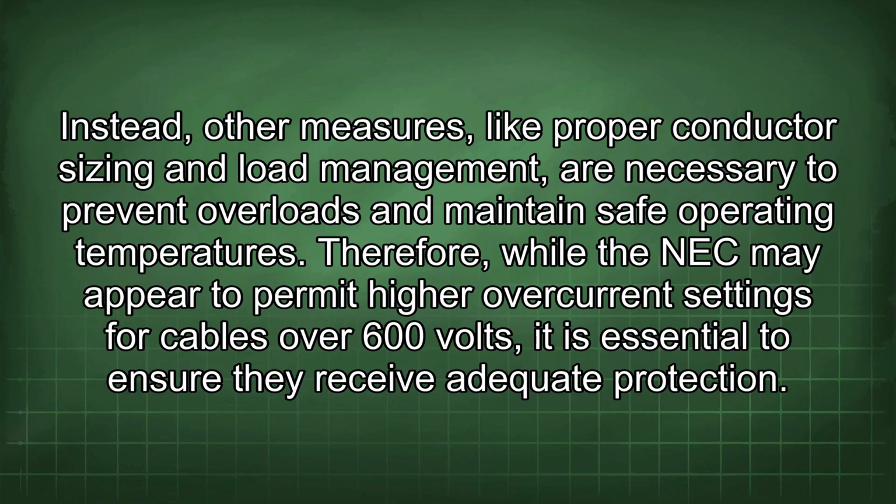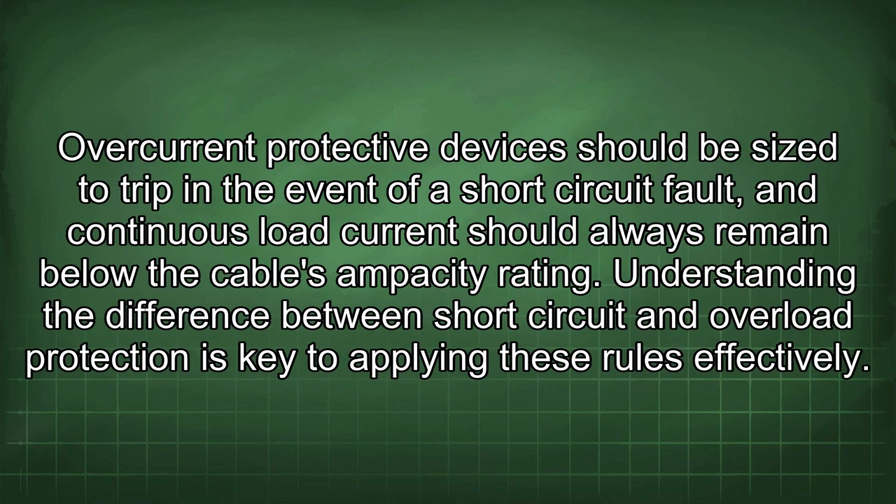Therefore, while the NEC may appear to permit higher overcurrent settings for cables over 600 volts, it is essential to ensure they receive adequate protection. Overcurrent protective devices should be sized to trip in the event of a short-circuit fault, and continuous load current should always remain below the cable's ampacity rating. Understanding the difference between short-circuit and overload protection is key to applying these rules effectively.